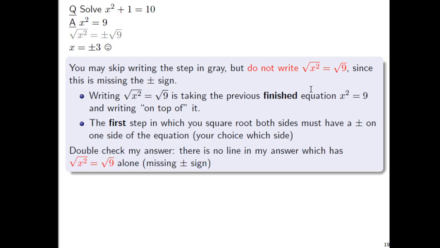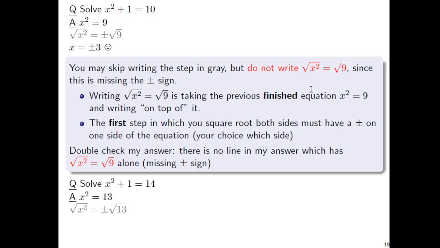So double check my answer. You'll notice that up at the top there is no line which has root x squared equals root 9 alone with a missing plus or minus sign. So let's solve x squared plus 1 equals 14. Subtract 1 on both sides, you have x squared equals 13. Square root both sides, you have root x squared equals plus or minus, because this is the first step that has a radical anywhere, because we're square rooting on both sides. It's the first step in which we've square rooted on both sides. Plus or minus root 13.